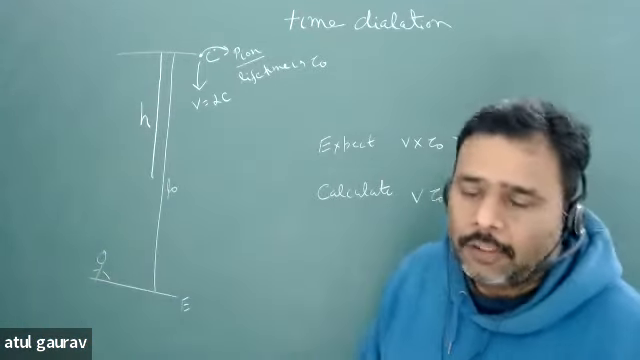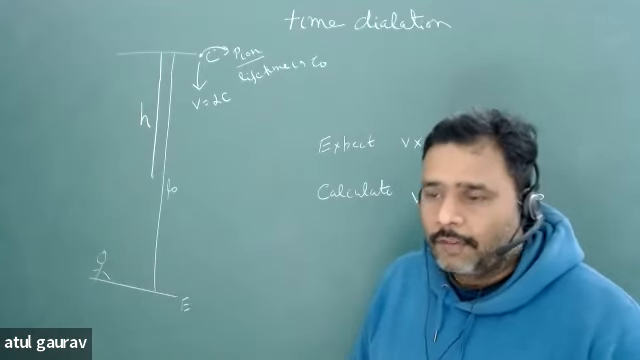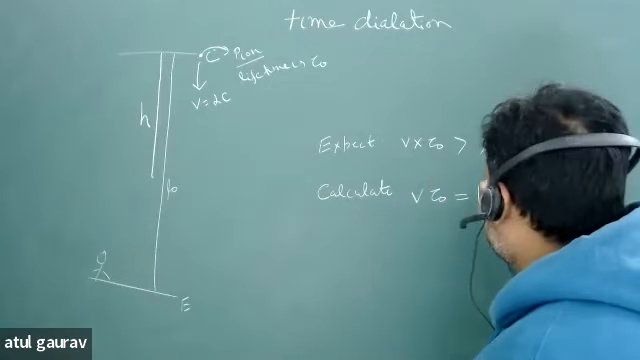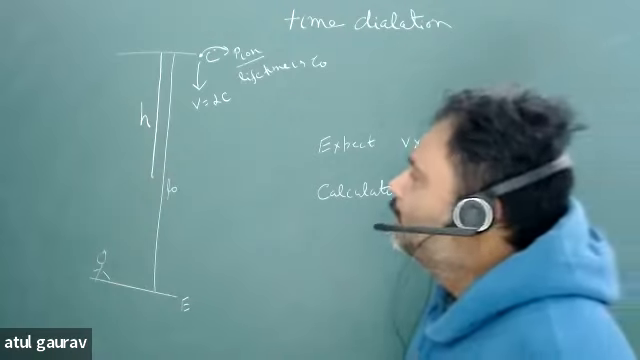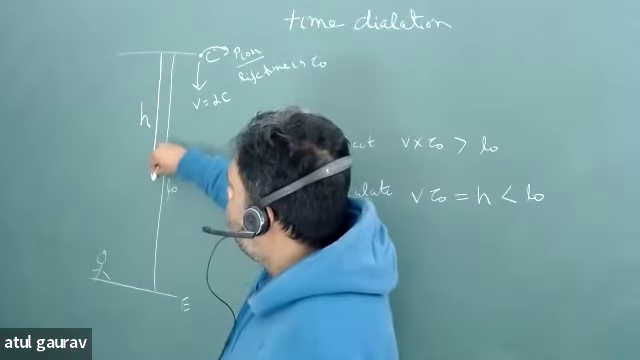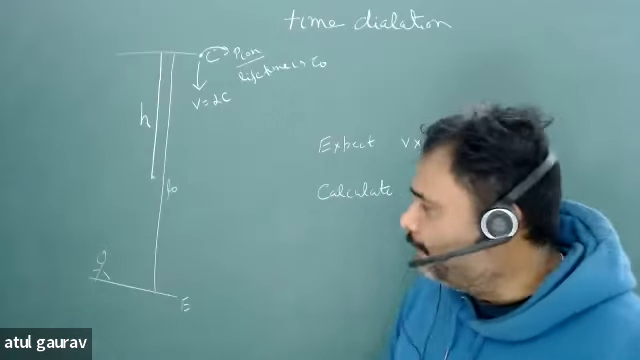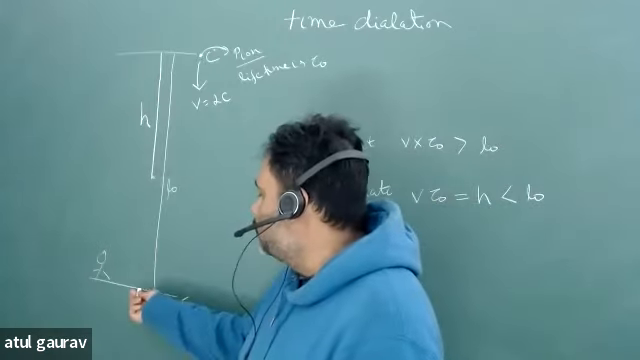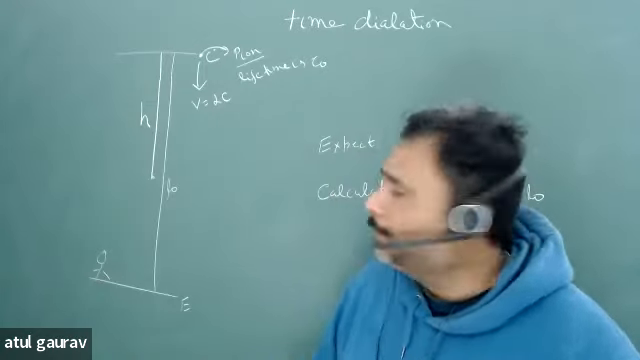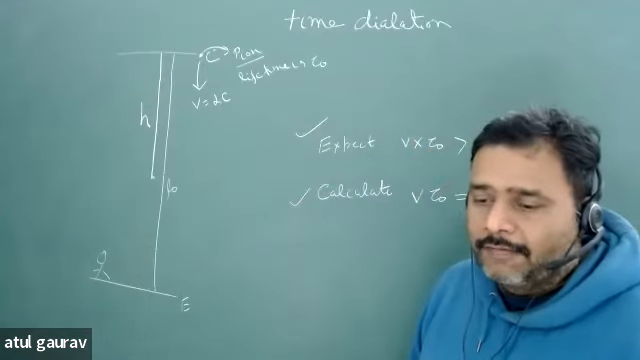According to the calculation we did, from the data we have been given, if we calculate, we find that this distance is h, which is less than L naught. So the pion should end right here. But what is the fact? The fact is that the pion is traveling more distance. So which one do you have to accept? This one or this one? The first one or the second one?